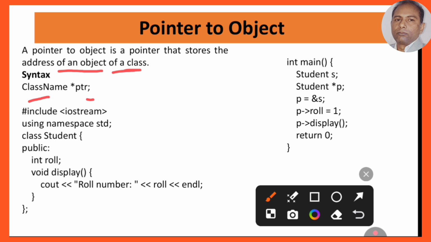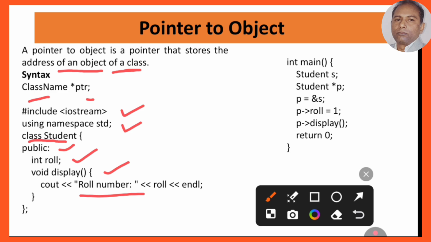We can take an example here. Initially we write the header file, we use the standard keyword, then we make one class, that is the student class. Then we use the access specifier public. Then we take a certain variable, roll number. Then we take one function, display, in which we display the roll number.